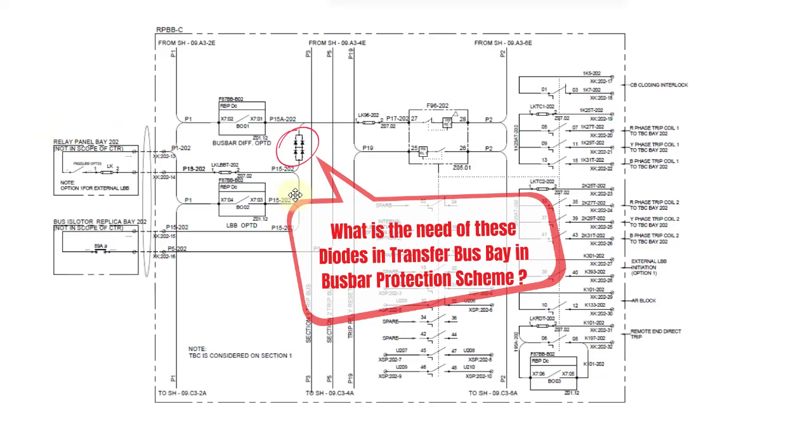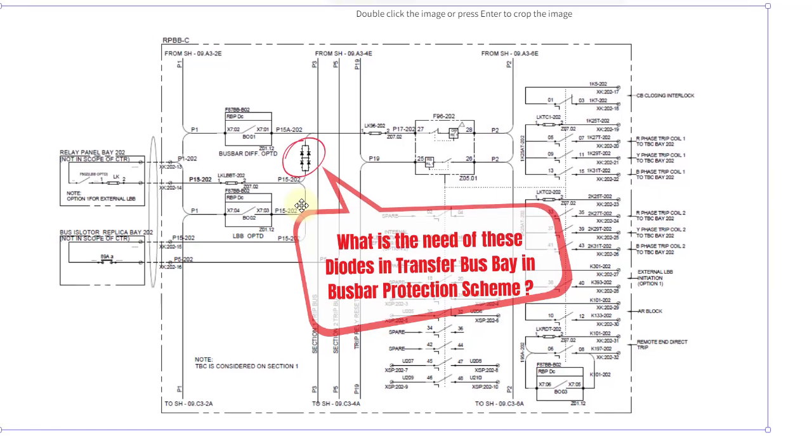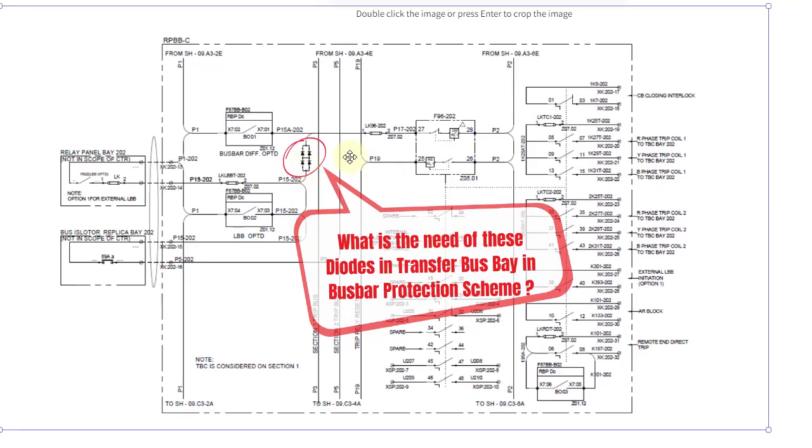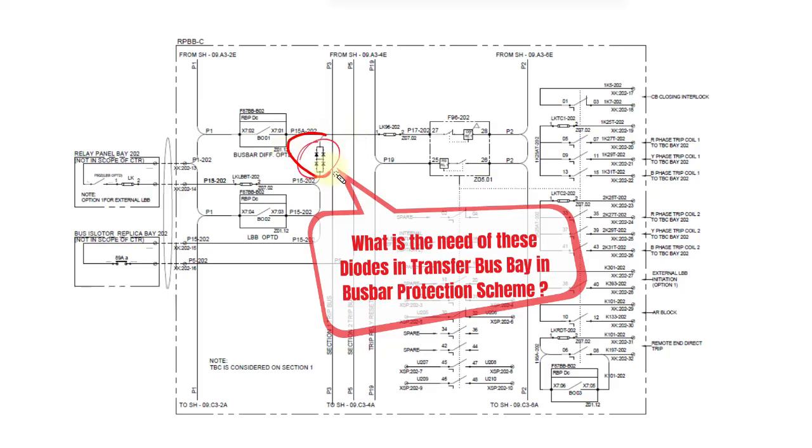Hi guys, if you have observed the busbar protection circuit scheme carefully in the transfer bus or auxiliary bus bay, you can see these kinds of diodes placed in the circuit. So today in this video we'll see what's the purpose of using these diodes in the transfer bus or auxiliary bus bay in the busbar protection scheme.